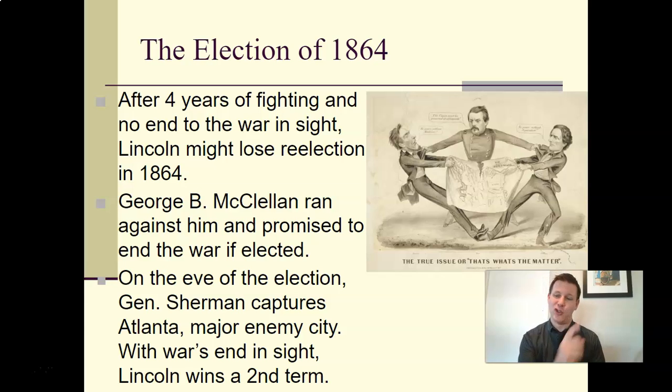McClellan, that general with the Case of the Slows, the guy Lincoln fired after Antietam, ends up coming back for revenge, to run against Abraham Lincoln as a Democrat in the North during the Civil War. He basically ran on a platform as the next general of the army, as a leader of men.